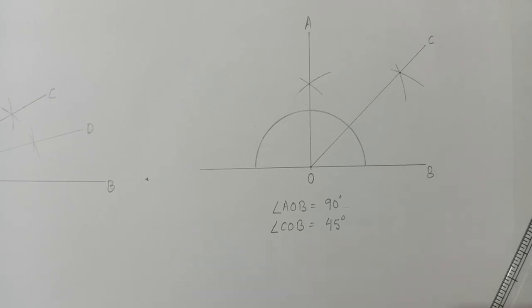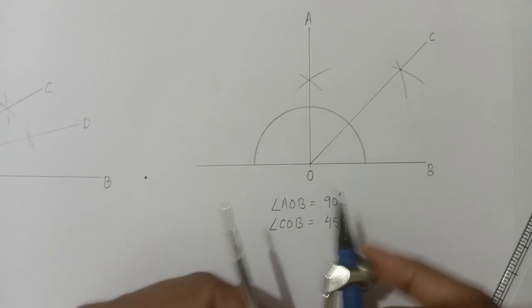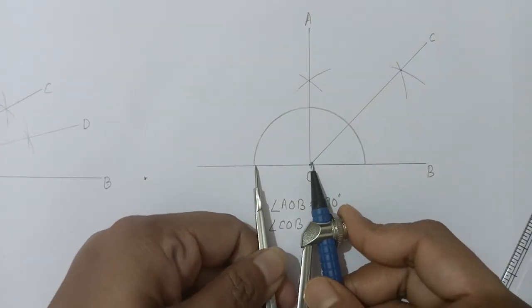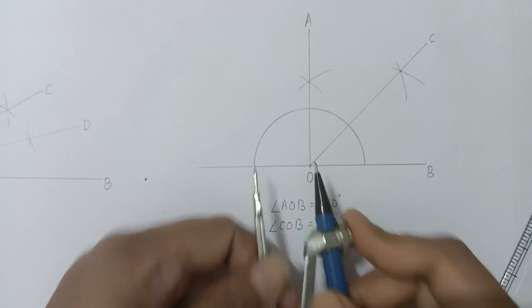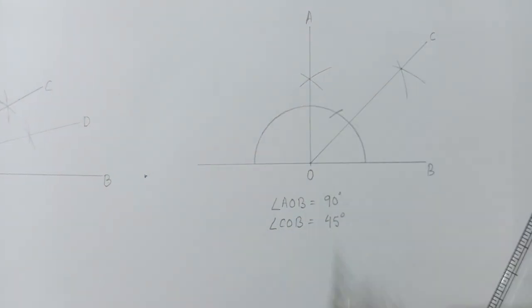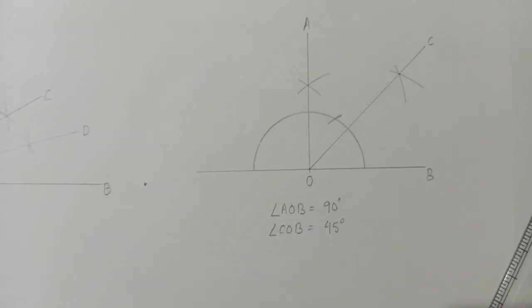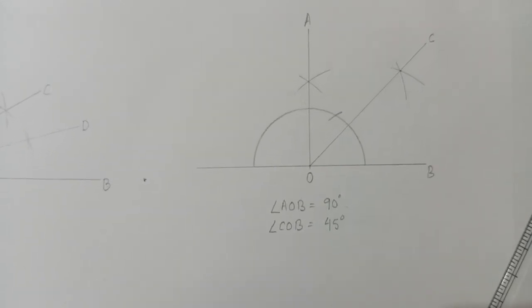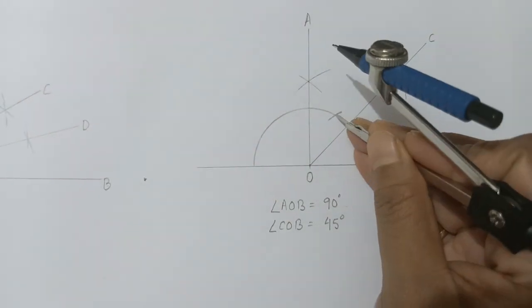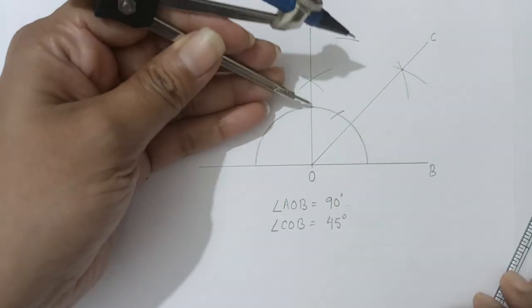Now which multiples of 15 come between 90 and 45? Those are 60 and 75. 60 we already know how to make. We have to take the same length of the radius which we have taken for making the semicircle, and cut this semicircle here. Now this is 60 degree, we know. Now 75 comes between 60 and 90 degree. So what we have to do, we have to bisect 60 degree and 90 degree by placing the pointer on the 60 degree angle's point and on the 90 degree angle's point.